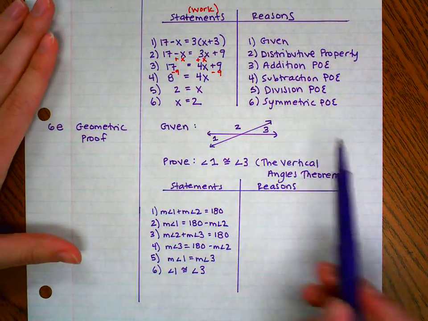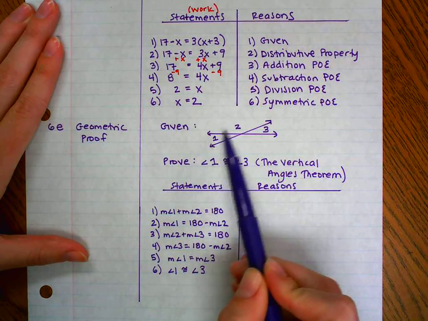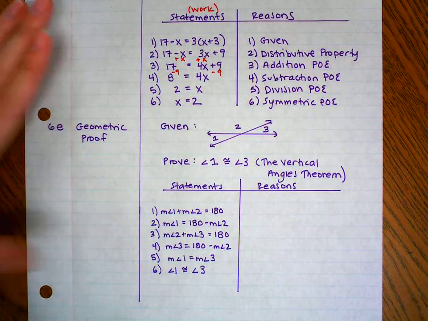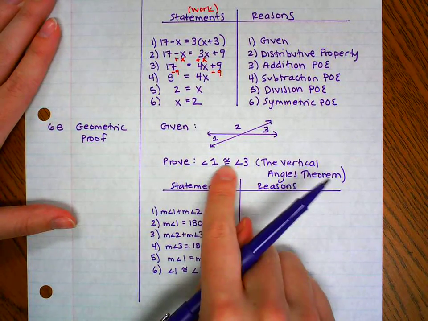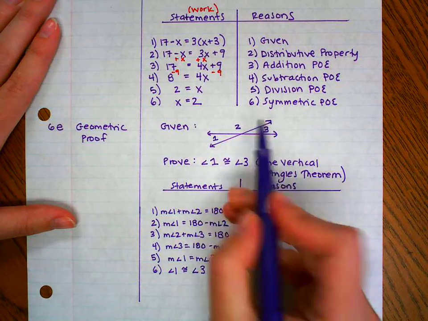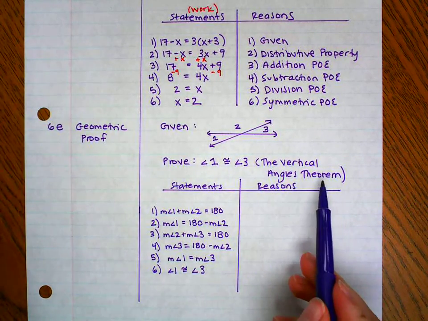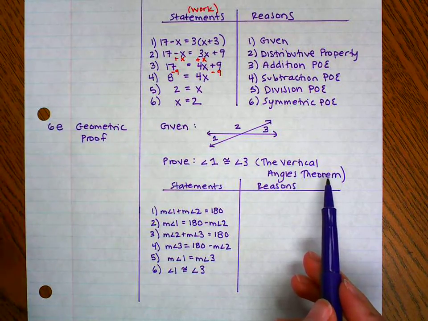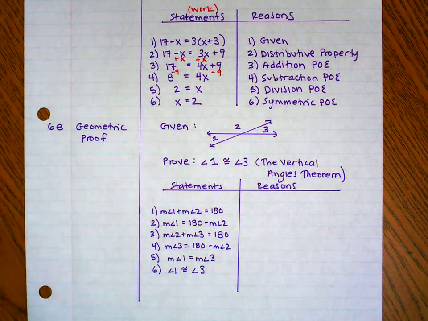So in this picture, we have two straight lines that intersect, and we have angle 1, angle 2, and angle 3. Now, we already know that angle 1 and angle 3 are the same size. That's what we're trying to prove. It actually has a name. It's called the vertical angles theorem. That's why these two angles are definitely congruent. However, theorems have to be proved before we can use them. And so I'm going to prove to you why vertical angles are always congruent.